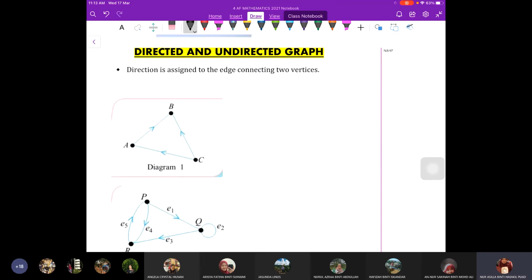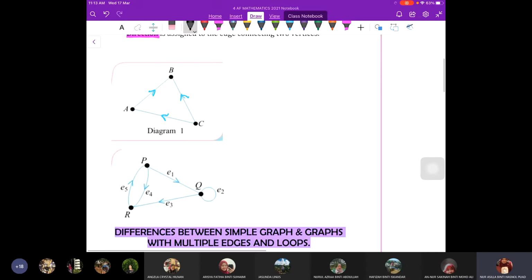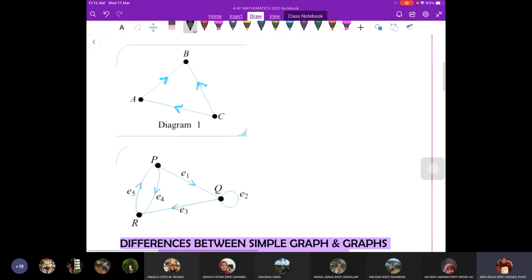So directed and undirected graph adalah graph or network yang ada direction. Okay, so the important word is direction. So if you see dekat dalam graph ini, I have arrows. Okay, kita ada arrow. So dalam saya punya multiple edges and loop ni pun, loop lah tak ada arrow, tapi multiple edges saya pun ada arrow.